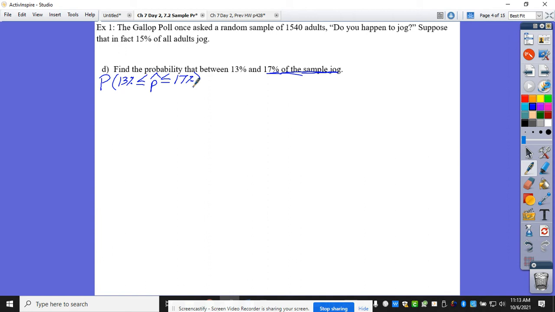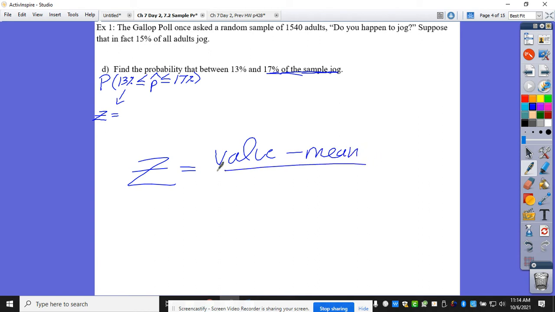So once I have these values, I have to convert them to what? Z-scores. What's our general equation for Z equals? Value minus mean. What's our value here? We've got two of them, 13% and 17%. What is our mean for this whole problem? 0.15. What is our standard deviation for this whole problem? 0.0091.